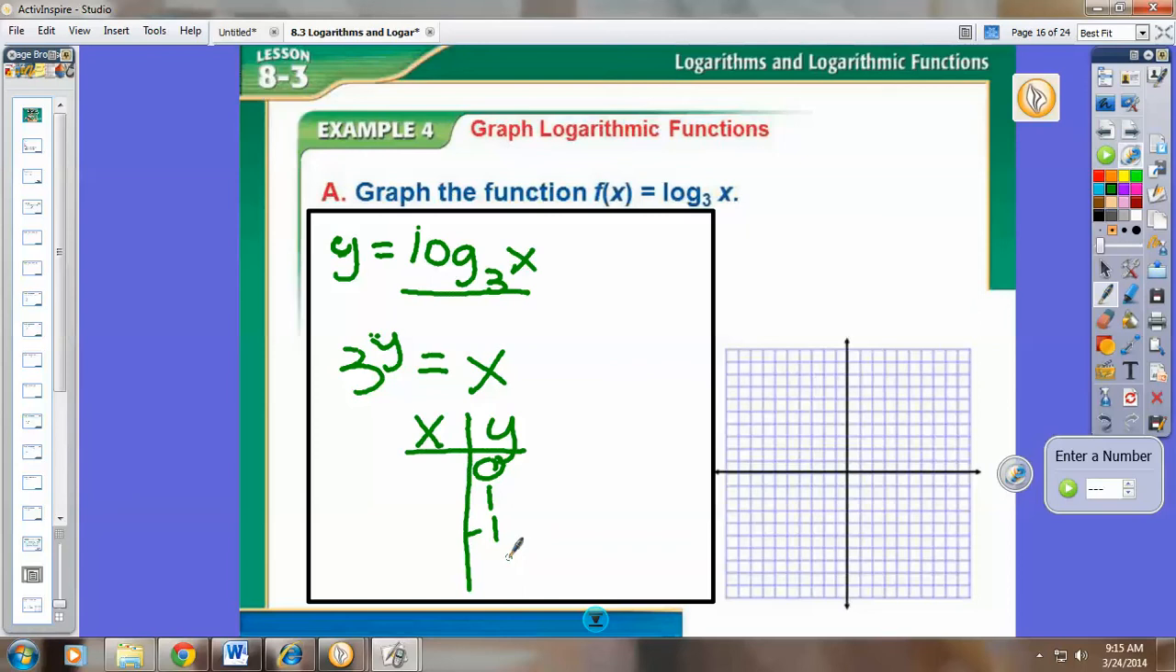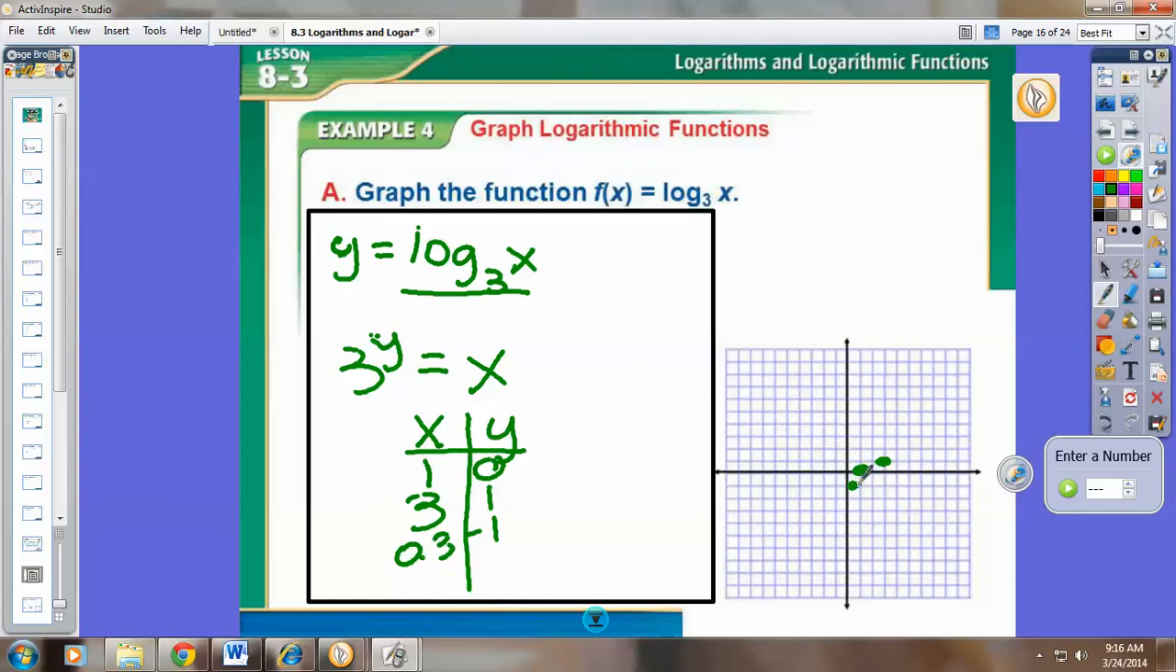So let's put 0 in for y. 3 to the 0 power is 1. So our first ordered pair is 1, 0. Try 1. 3 to the first power is 3. So our second point is 3, 1. Try negative 1. 3 to the negative 1 power is 1/3 or 0.3. So 0.3, negative 1.